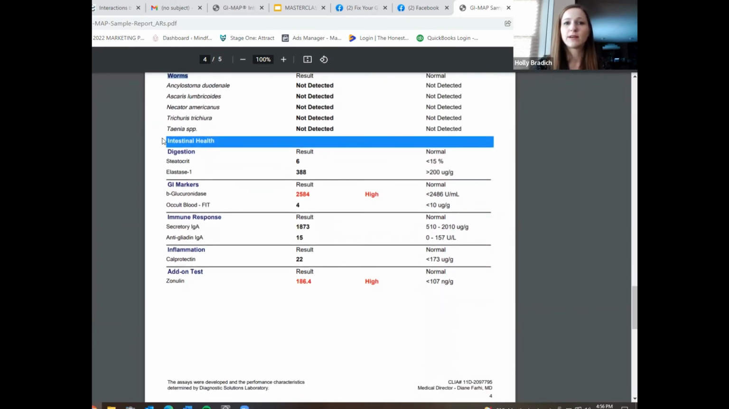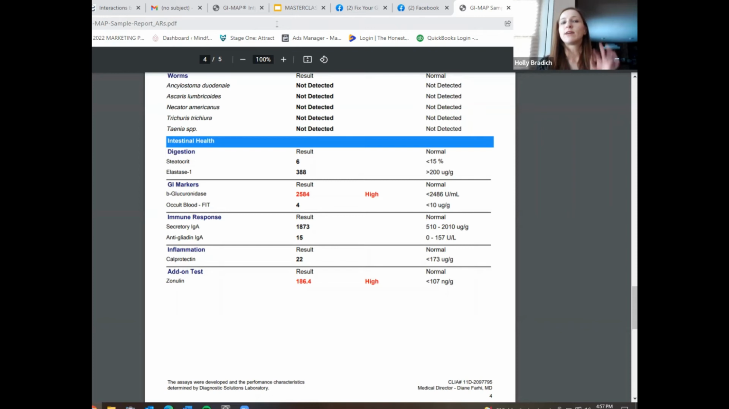And then, so here is really important markers of intestinal health. Steatocrit is the amount of fat that is isolated in the stool. So if it's less than 15%, that's considered normal. This person has 6, so that's fine. If their number was higher, so if it was 30 or higher, I would be concerned that they have fat malabsorption. So they're not absorbing fat, and that's a problem because we need fat for many functions of the body, including brain health, hormone production, to help us feel full, skin health, many, many things.